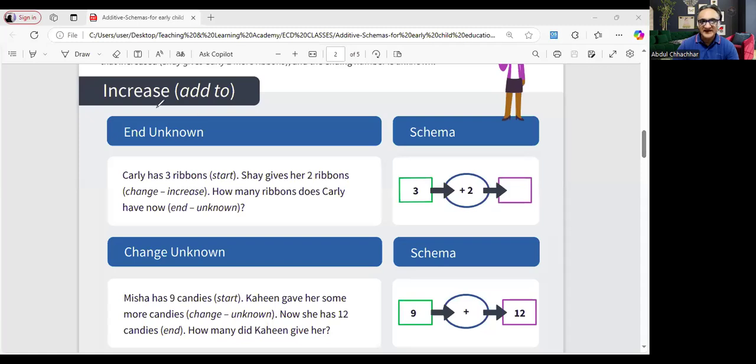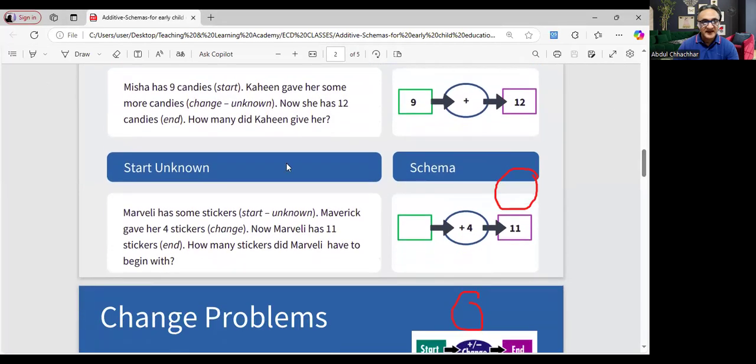Now, in an increase, you can see here, the end is unknown. Note it down. Here, the change is unknown. It has three parts, in increasing, in addition. Here, the start is unknown. So how can we do that? We have to subtract the 4 from the end and we'll get the start. These are things you should know.